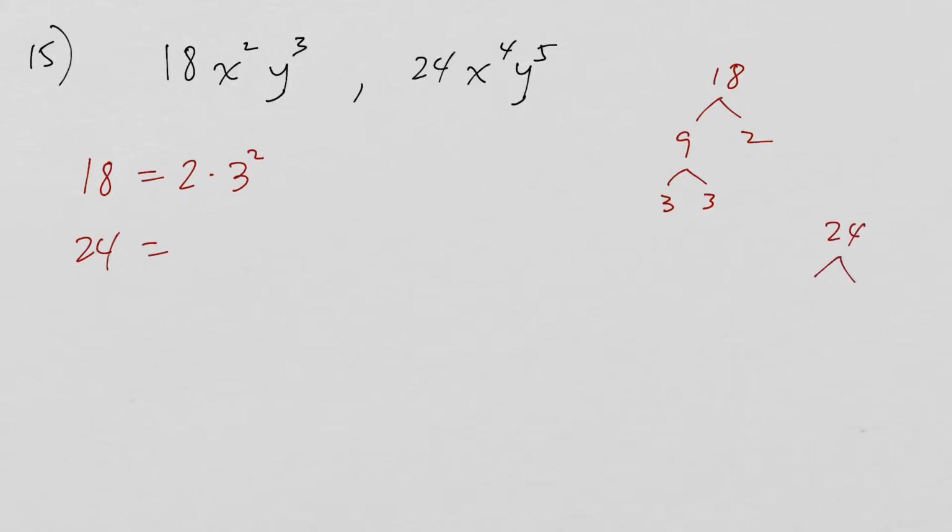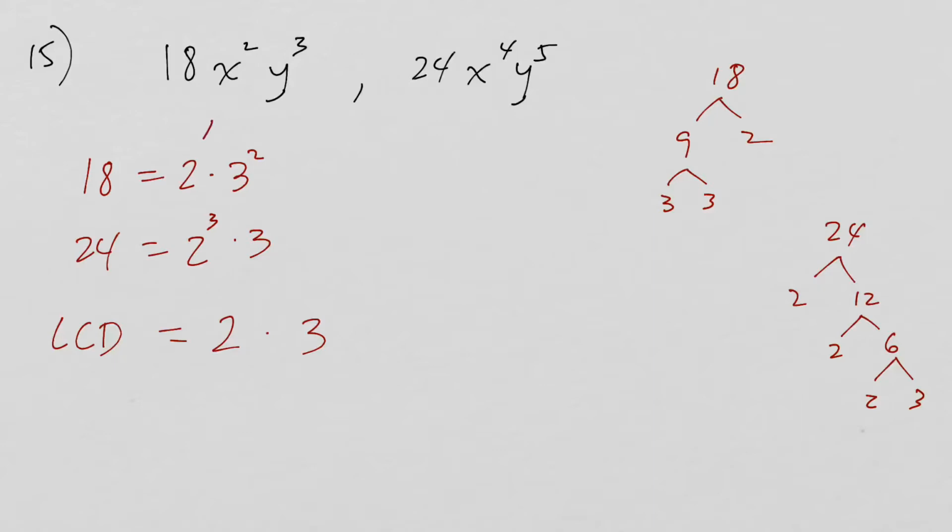24 is 2 and 12. This is 2 and 6. This is 2 and 3. So this is 2 to the third power times 3. So the least common denominator, or the least common multiple, whatever you want to call it, is going to have 2 and 3 as factors in it. And you just include the greatest number exponent.